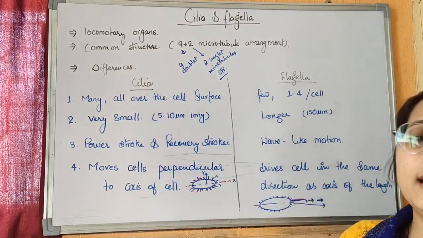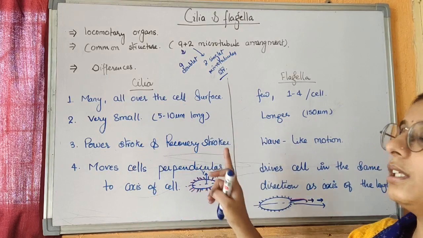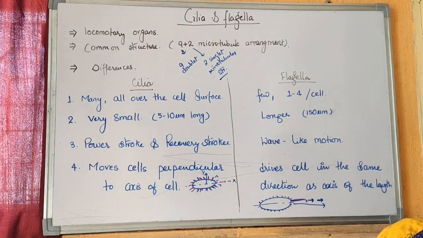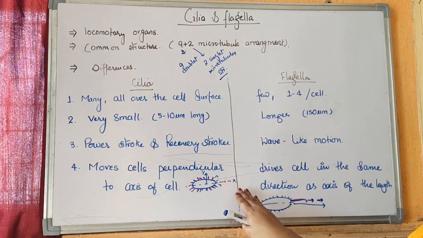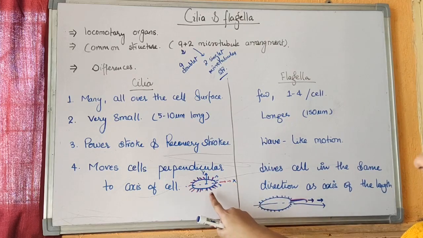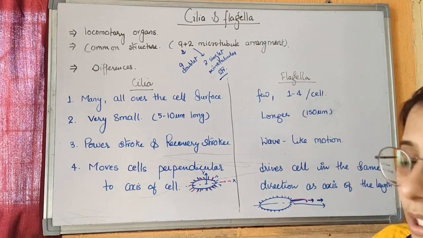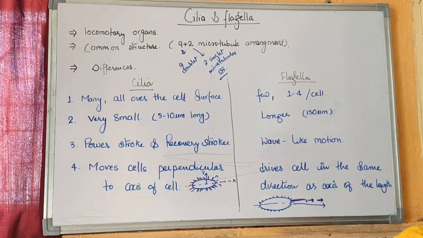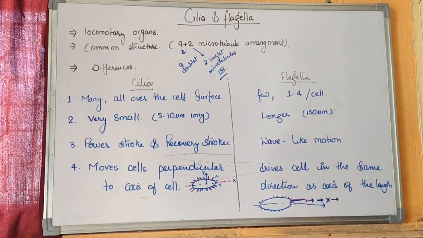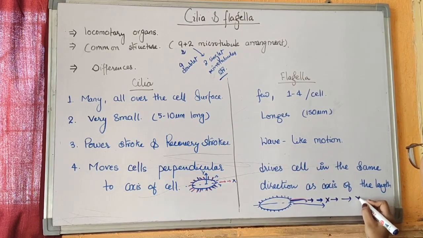Cilia generate a power stroke and recovery stroke in a cell, and it drives or moves a cell perpendicular to the axis of the cell, in the direction in which the cilia move. If a cilia moves in the x direction, then the cell will move in the y direction, while the flagella has a wave-like motion and it drives the cell in the same direction as its motion. Meaning, if a flagella beats in the x direction, then the cell will move in the same direction, the x-axis.